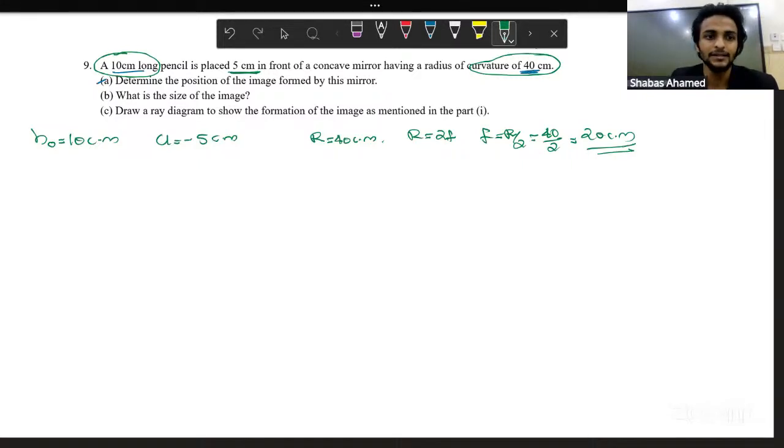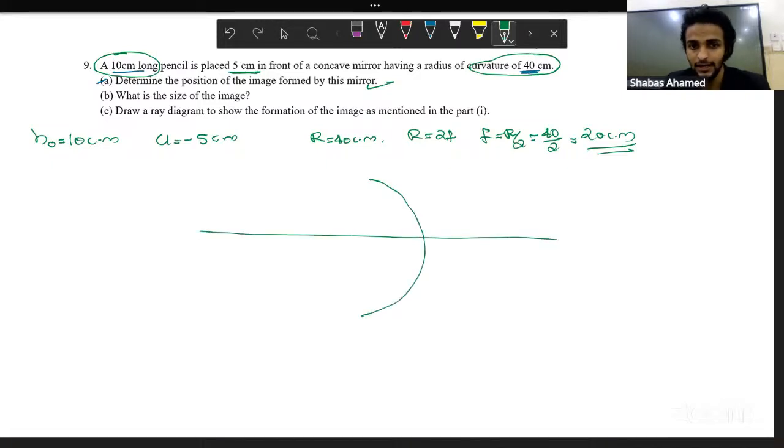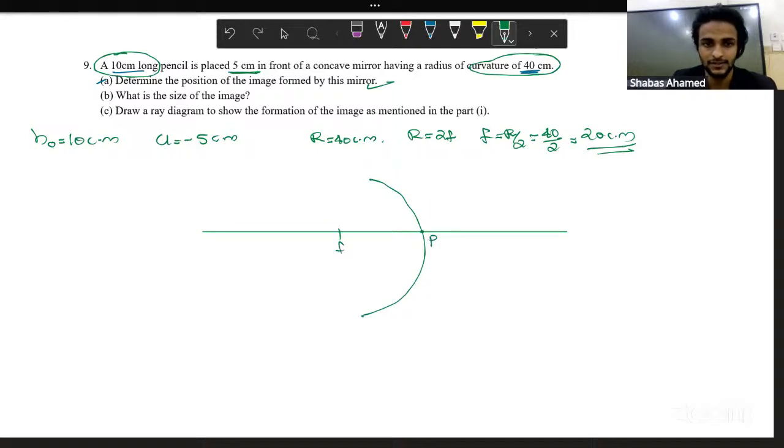The question: determine the position of the image formed. So where will the image be formed? Look at this case. We have a concave mirror, and this is pole, focus, and center. Whose focal length is 20 centimeter, but the object is placed at 5 centimeter from it. So the object is placed here.